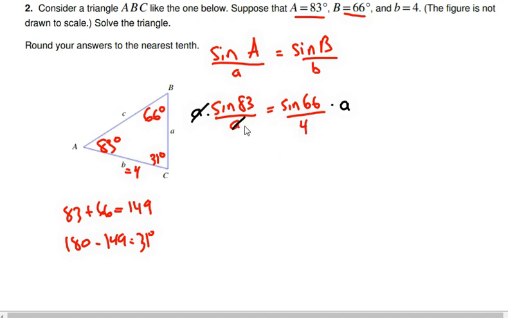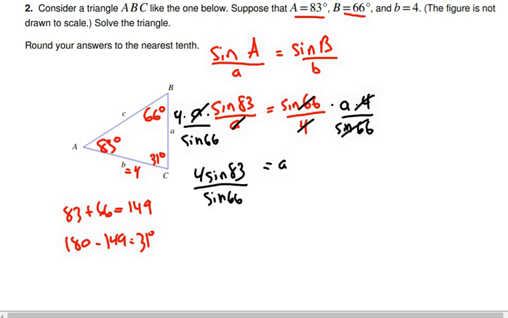All right, want to get rid of the a, multiply both sides by a. Want to get rid of that 4, multiply both sides by 4. Want to get rid of the sine 66, divide both sides by sine 66. Rewritten here for clarity, we have 4 sine 83 over sine 66. And just type that in the calculator, you get a nice approximated value of 4.3. I'll summarize that up there on the top left.